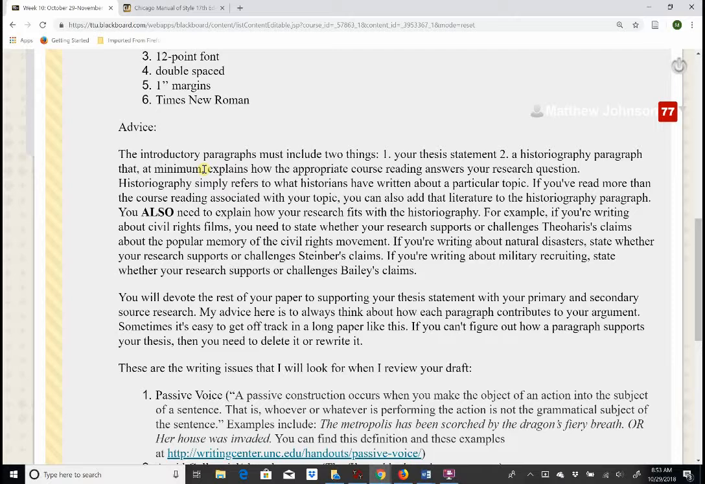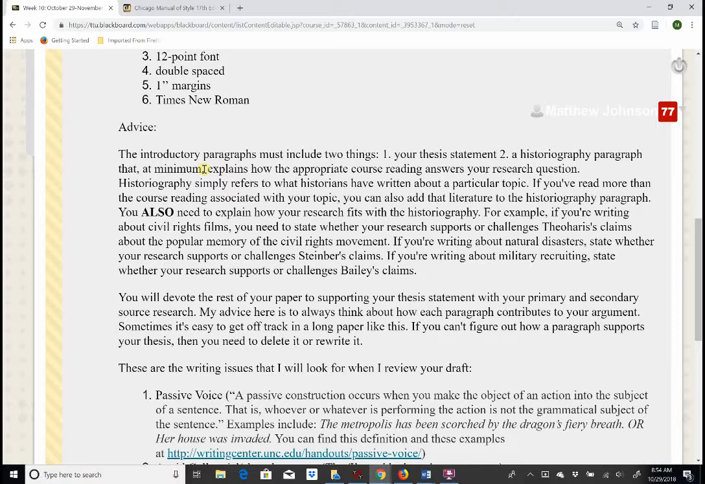Remember, historiography simply refers to what historians have written about a particular topic. If you've read more than the course reading associated with your topic, you can also include that literature in the historiography paragraph. But at minimum, you need that book that we read in class that's associated with your research project in that historiography paragraph. So you explain how that reading or readings have answered your research question. And then, this is extremely important, that's why it's in bold here, you also need to explain how your research fits with that historiography.